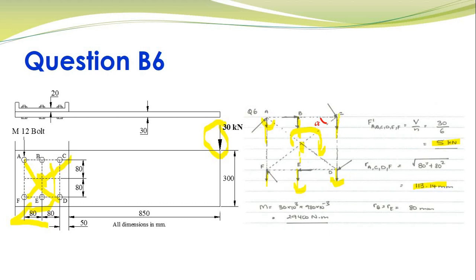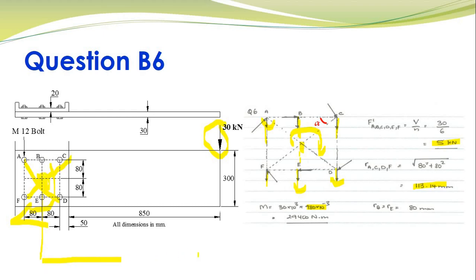So bolts A, C, D and F are located at a distance of 113.14 mm from the centroid. And when we look at bolts B and E, they are simply located at a distance of 80 mm from the centroid. Done. The next thing is we can calculate our moment, which we will later use to calculate our secondary shear. Your moment is force times the distance, and this distance is the distance of the applied load, which is 30 kilonewton, from the centroid. So your centroid was over here. This is where your centroid is.